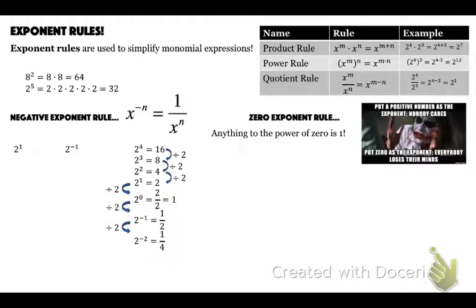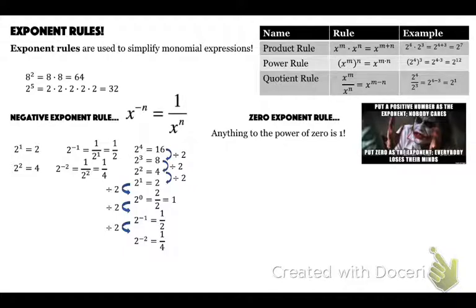Okay, so 2 to the first is 2, and then 2 to the negative first is just 1 over 2 to the first, which is 1 half. 2 squared is 4. 2 to the negative second power is 1 over 2 squared, which is 1 fourth.